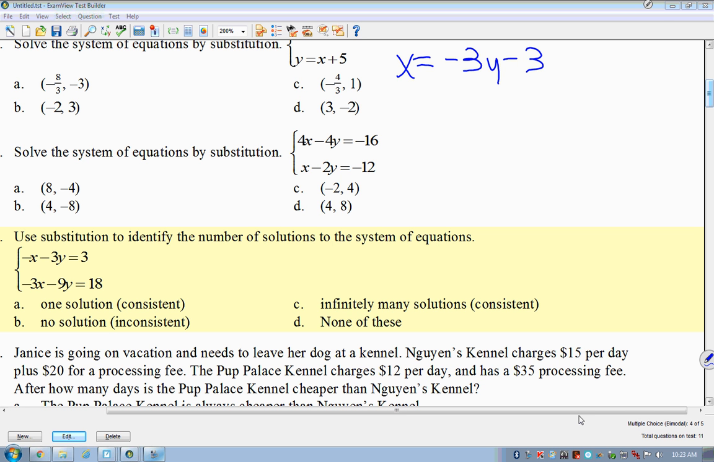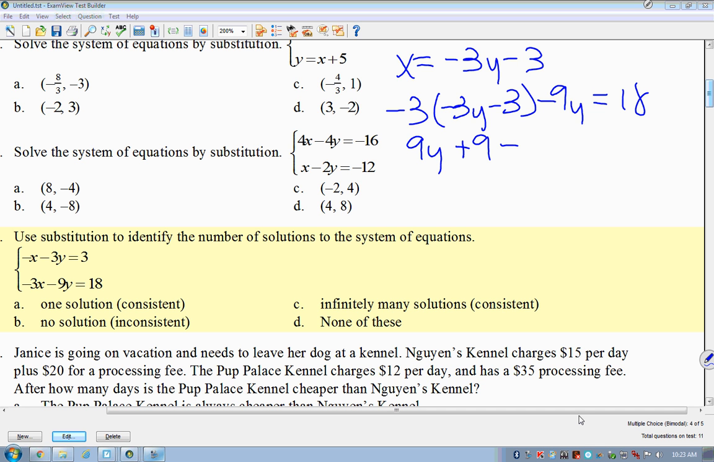Okay, so then we want to take that and put it into the other equation. So we've got negative 3 times negative 3y minus 3, minus 9y equals 18. So you distributed: negative 3 times negative 3y gave you 9y, and negative 3 times negative 3 gave you positive 9. Then you had negative 9y equals 18, correct?